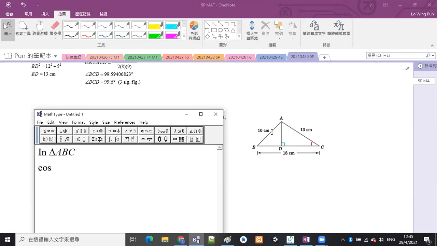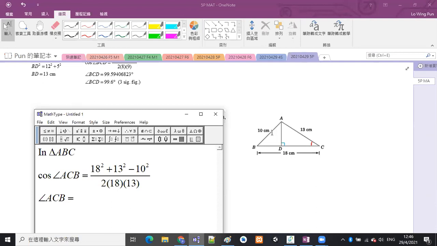So cosine angle ACB is equal to a fraction. And then we need to fill in the minus term first. It should be minus 10 square, right? And the other two sides will be 18 square plus 13 square, and then divide by 2 times 18 times 13. And then angle ACB will be equal to shift cosine of the fraction on the right.